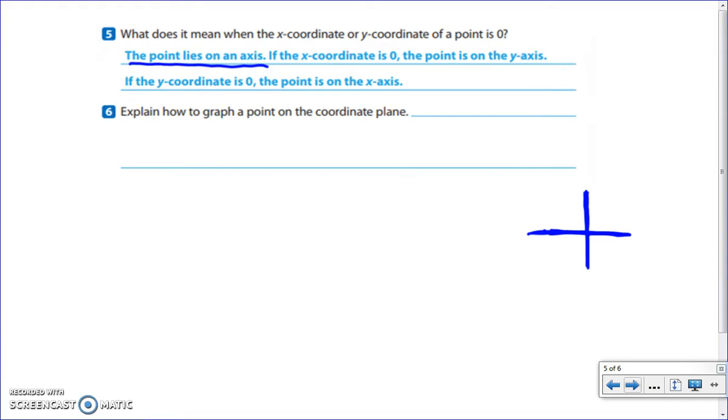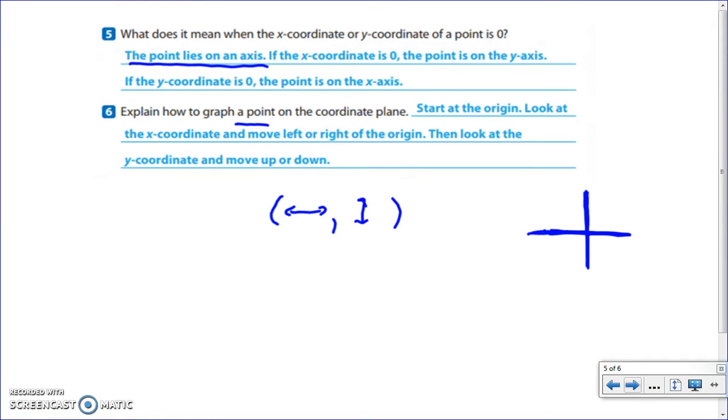Well, on the coordinate plane, you look at the coordinate of the point, and what we do is the first number tells us to move left or right. The second number tells us to move up or down. We start at the origin and we move from there. So we start at the origin, we look at the x coordinate and move left or right, then we look at the y coordinate and move up or down. Okay, things that we've talked about already.